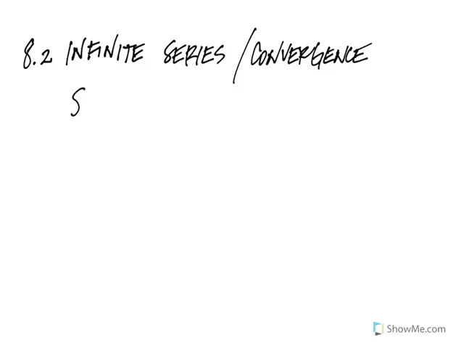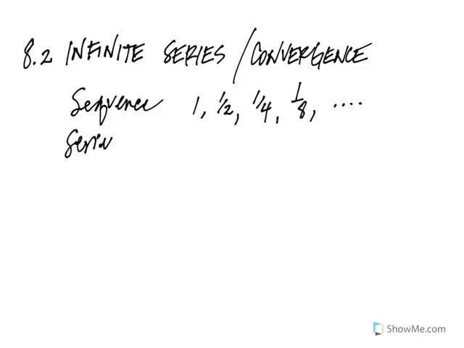So a sequence is just a sequence of numbers, as the name implies, with commas in between. So, for instance, 1, a half, a fourth, an eighth. That is just a sequence of numbers, whereas a series is the sum of the numbers in the sequence.